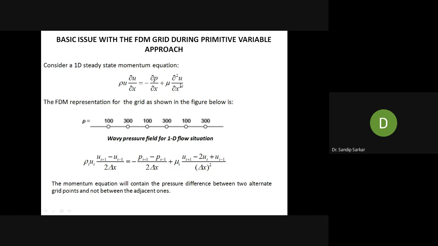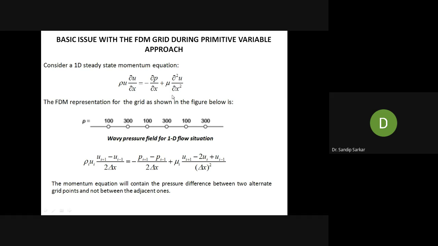Please try to understand these facts, because this is one of the very important considerations why one cannot directly employ finite difference grids for this primitive variable approach. So this is the equation, and now we are discretizing this equation by this finite difference approach.